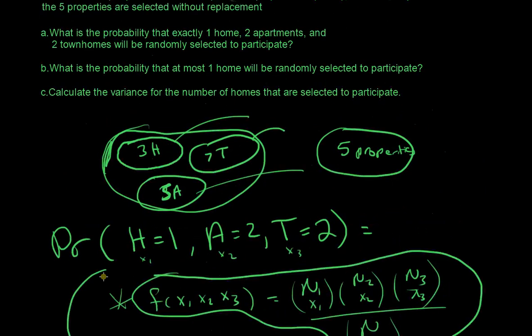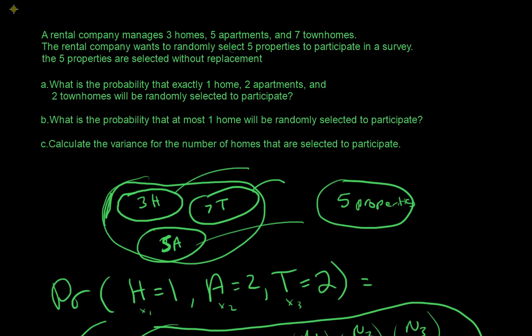Okay, so let's see. The next question says, what is the probability that at most one home will be randomly selected to participate? So what's important here to notice is that this says something about a home being selected, but it doesn't say anything about townhouses or apartments, so they're kind of grouped together as one other group, okay? So there's homes and there's others, all right? Because of that, there's only two options. There's home and other. That changes this from being multivariate to being just a single variate hypergeometric probability.